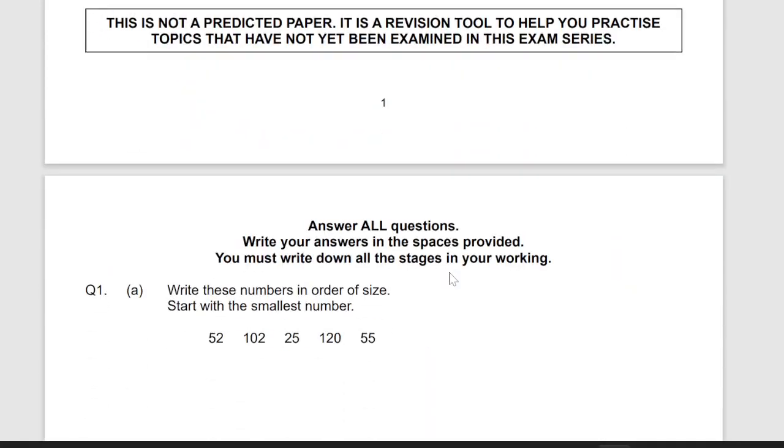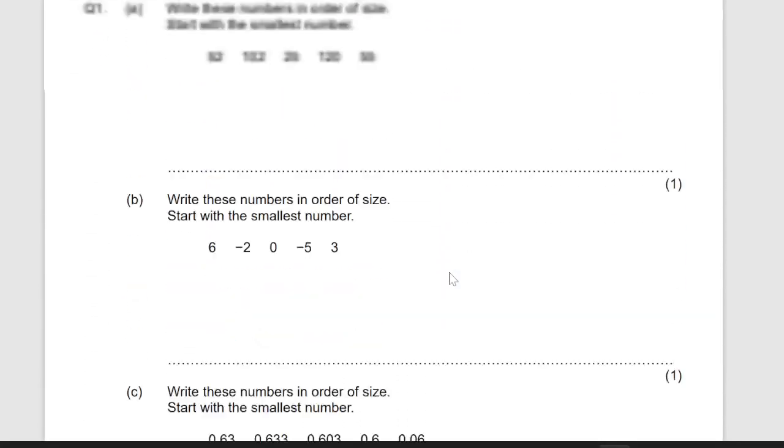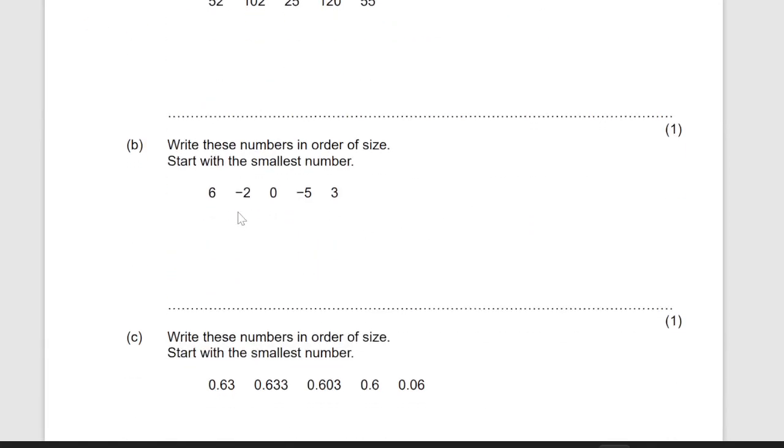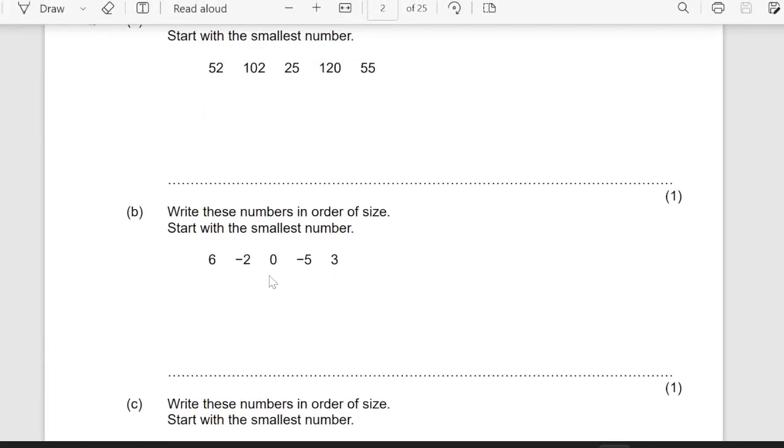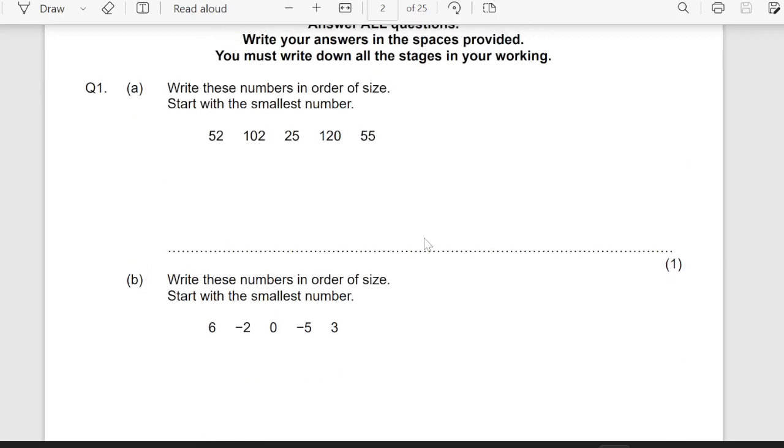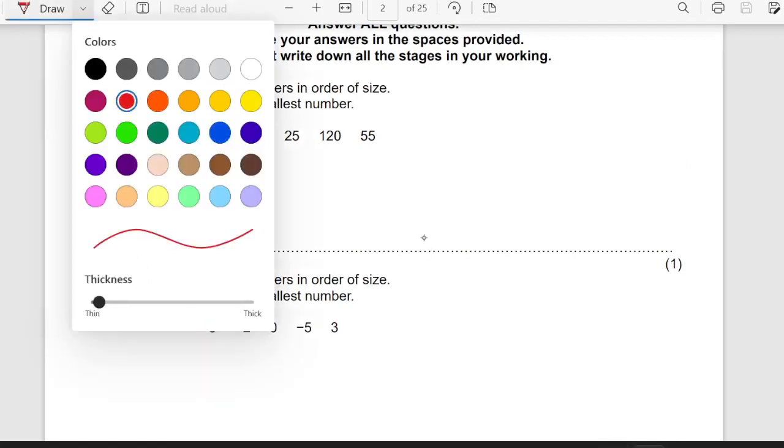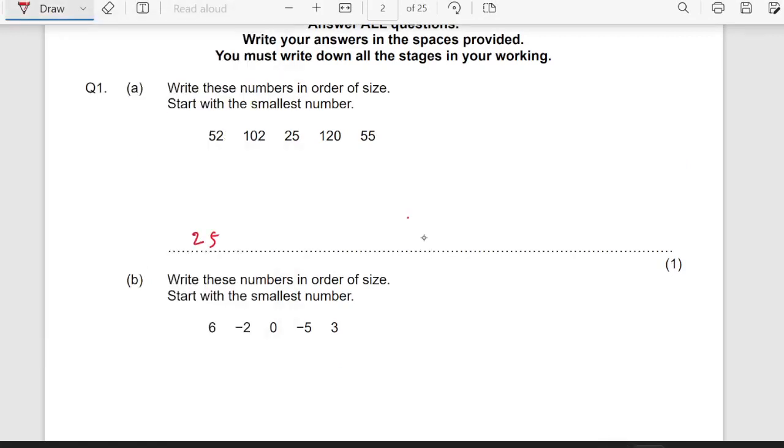Okay, we'll start off. The first one is about ordering numbers. So we've got whole numbers, we've got integers, negative and positive integers, and then decimals. So question 1, ordering these numbers. My smallest number here is 25. So I have a habit of writing the number down, then crossing it out. So 25. My next smallest then is 52. My next smallest is 55. I've then got 102, and then finally 120. Separate them with commas just to make it clear to my marker.